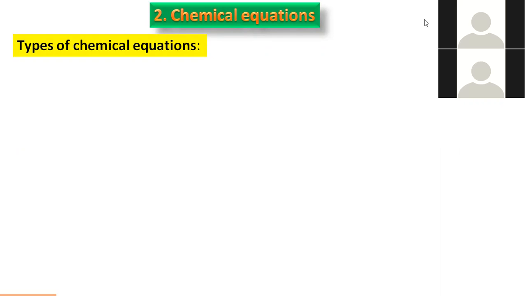Nothing? So join immediately using the same link in another meeting. Immediately join. We will discuss types of chemical equations. Harshit, join by using the same link. Okay.